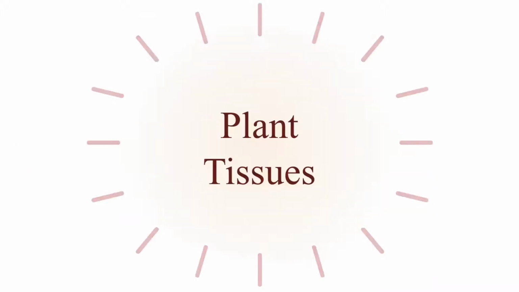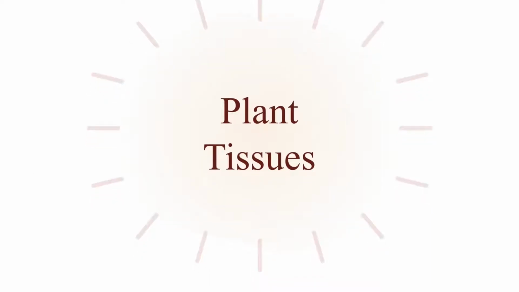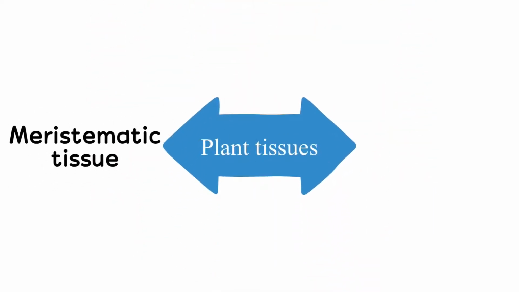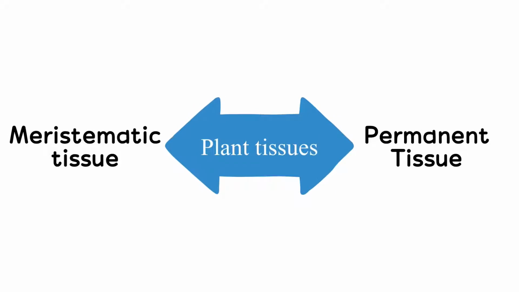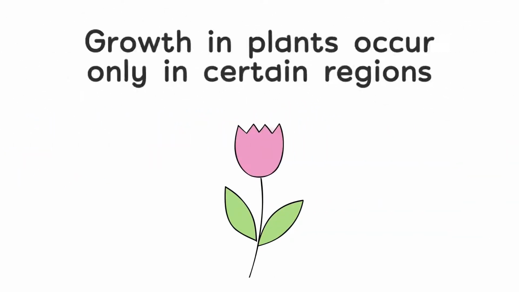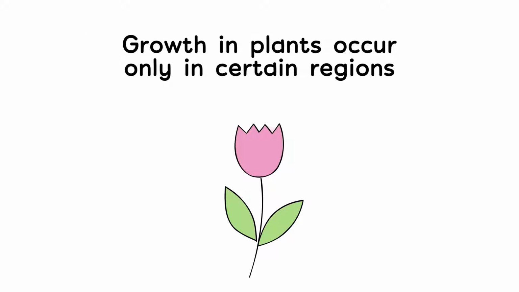Today, we are going to be learning about plant tissues. Plant tissues are of two types, meristematic tissue and permanent tissue. We know that the growth of plants occur only in certain specific regions. But why?